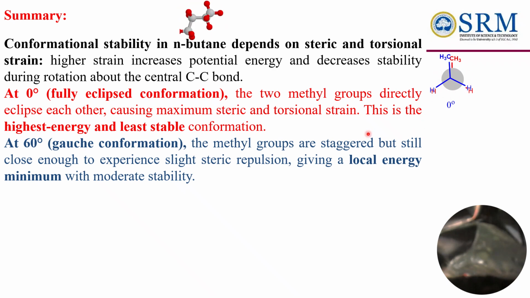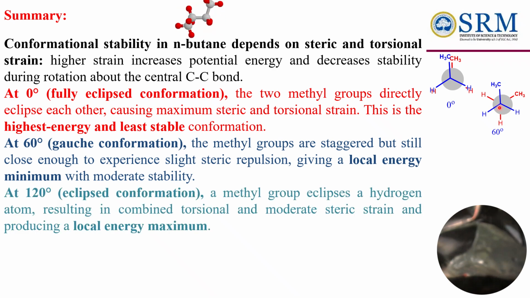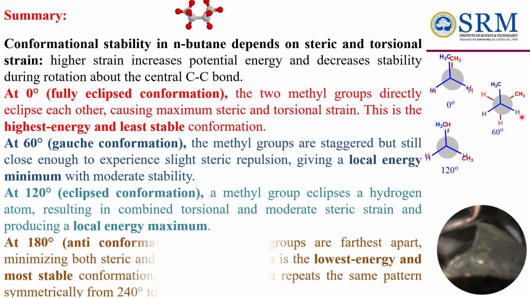When you do the 60-degree rotation, you can see that the methyl group is slightly away, 60 degrees away, which is the gauche conformation. The methyl groups are staggered, but still close enough to experience slight steric repulsion. Therefore, it gives a local energy minimum with moderate stability, compared to the 0 degree fully eclipsed conformation.